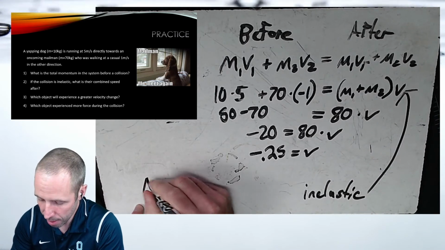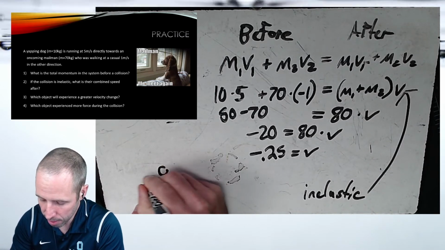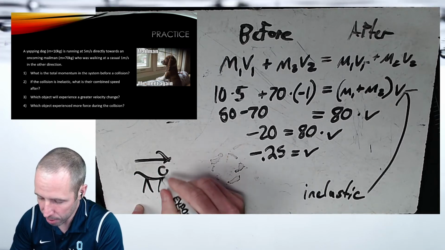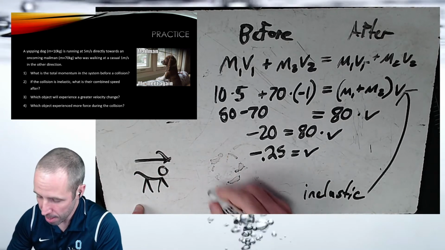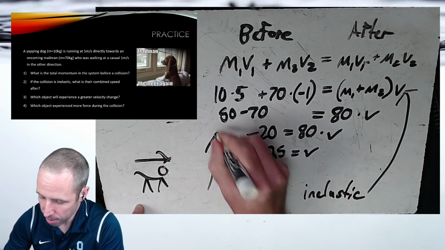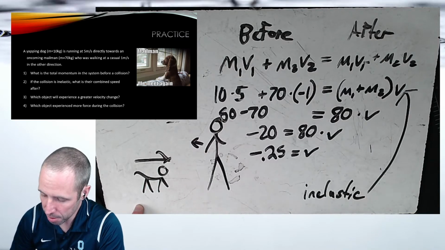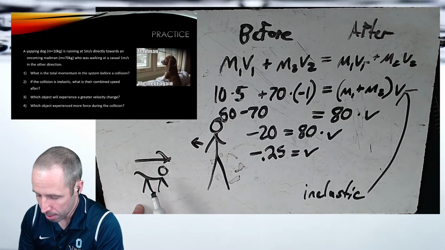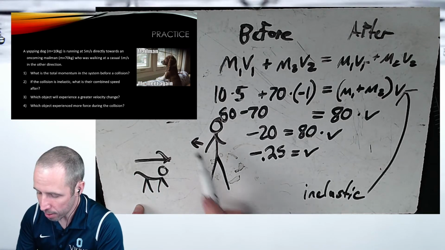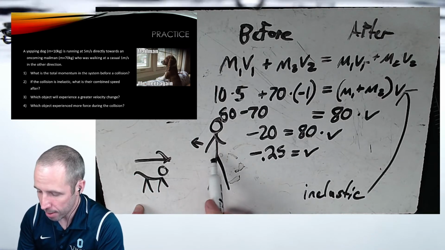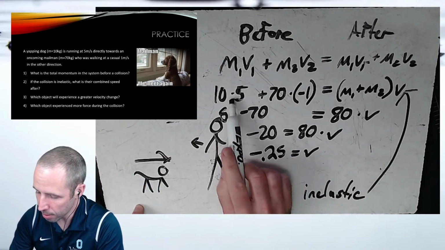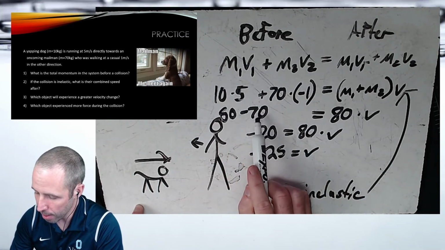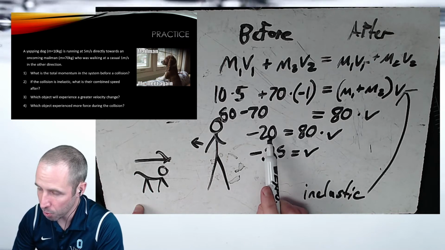So like the little dog was running pretty fast. Oops, that looks more like a cat, whatever. And then big old mailman is walking slowly the other direction. That's before they collide. After they collide, the mailman is continuing, like the mailman's direction 1, right? Like they had more momentum than the dog did. That was bigger number. The mailman's direction 1.